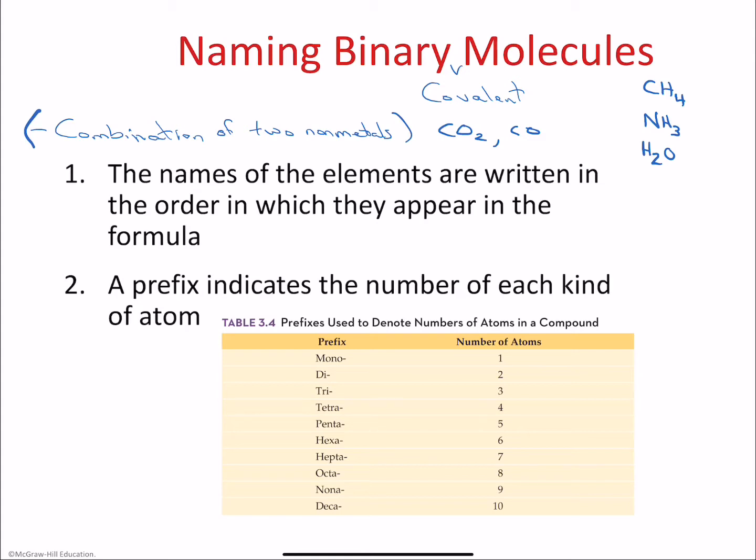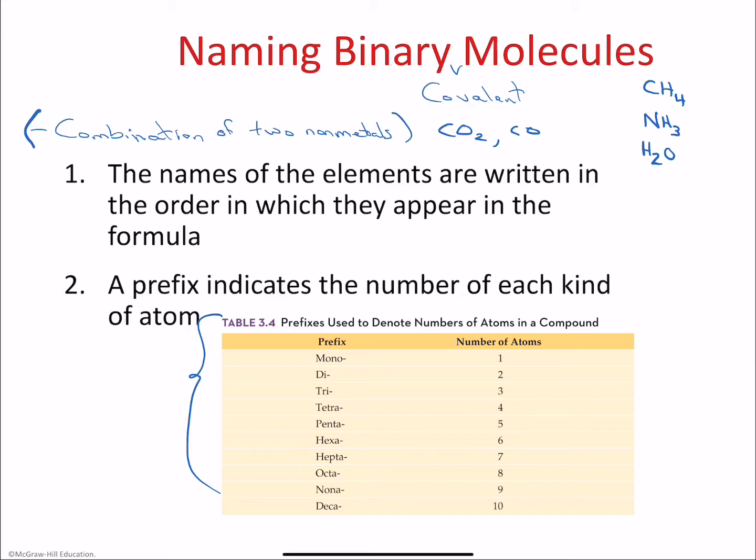So we're going to list the names of the elements in the order in which they appear in the formula. So if carbon comes first, I name that first, and if oxygen comes last, obviously I put that last. And a prefix is going to indicate the number of each kind of atom. You would have seen this previously with hydrates, where we talked about a monohydrate, a dihydrate, a trihydrate, and so on. So we use the same prefixes to denote the numbers of atoms in a compound.